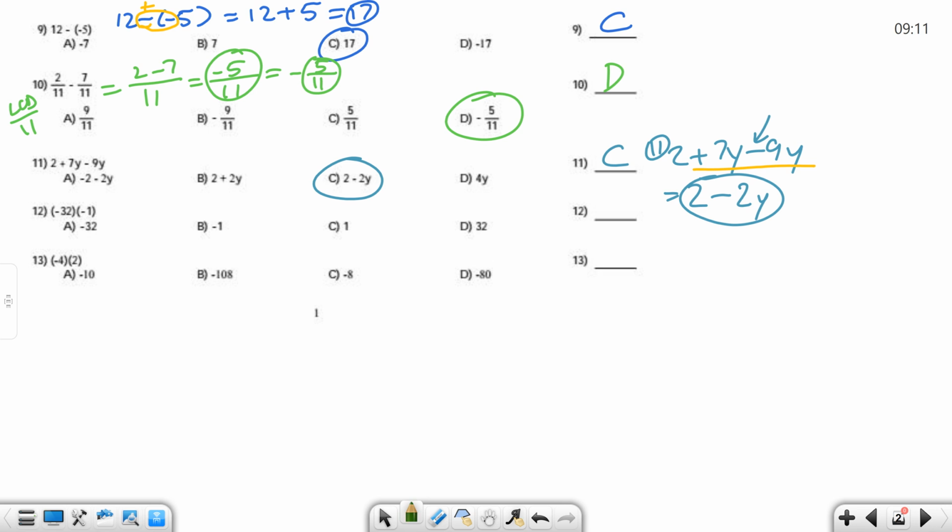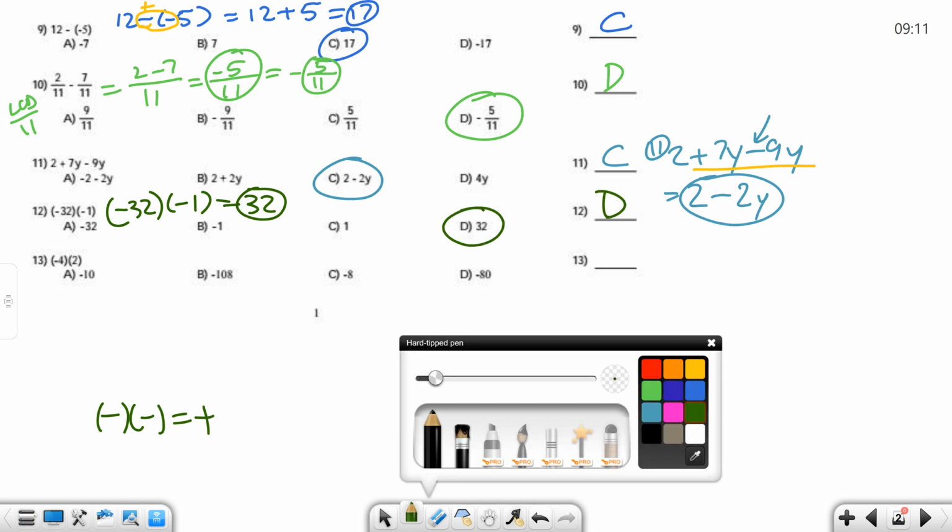And then number 12, negative 32 times negative 1. Well, look, anything times 1 is itself. Then you got to take care of your signs. A negative times a negative is what? So here this is negative 32 times negative 1. What is a negative times a negative? That's a positive, right? So that means this is going to be positive. What is 32 times 1? 32, which is D. And we'll just check all 5 of these at one time.